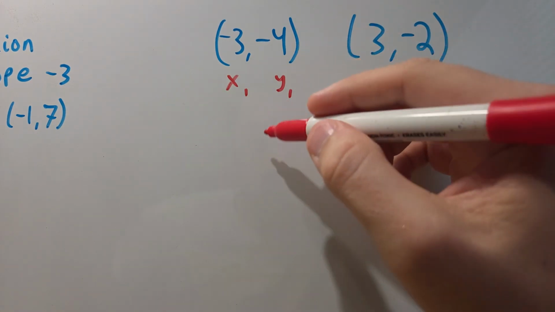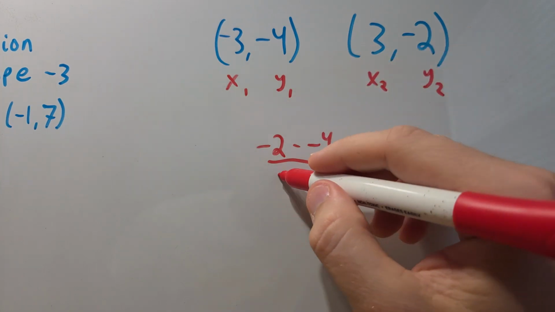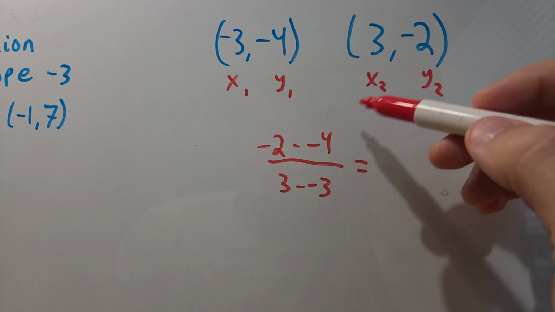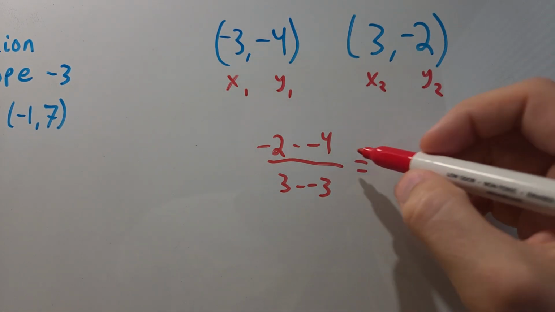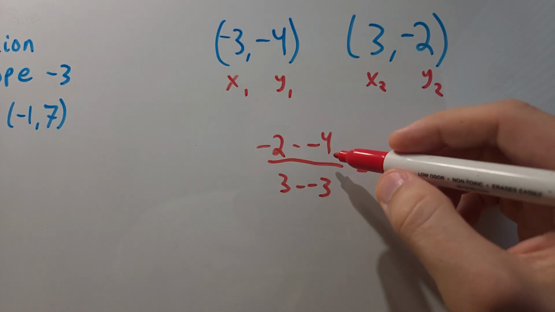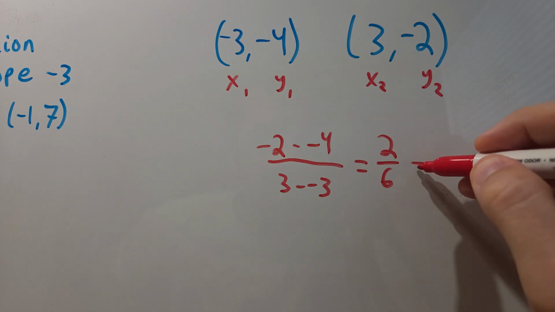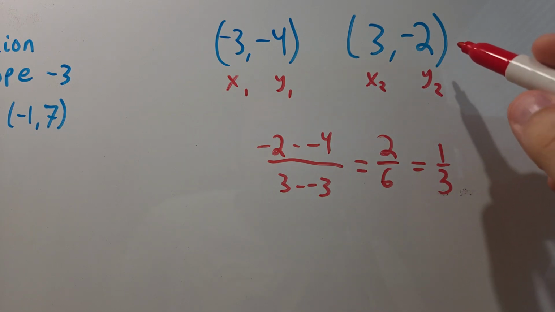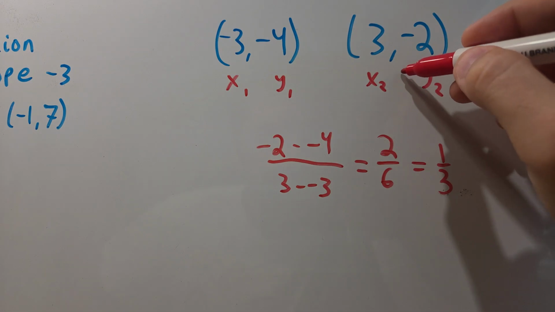So this would be -2 minus -4 over 3 minus -3. This will not give me a 0 slope or an undefined slope, because these are 2 different values of x. -2 minus -4 over 3 minus -3, that gives me 2 over 6, and I'll just reduce this to 1/3. Now, we pick either point. It does not matter because we will get the same equation regardless. Let's choose this one.